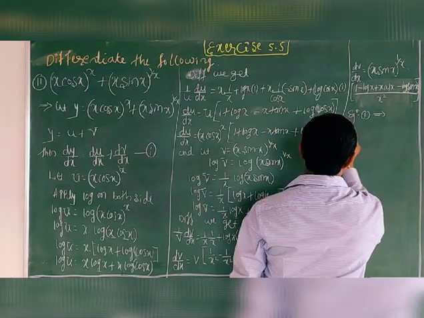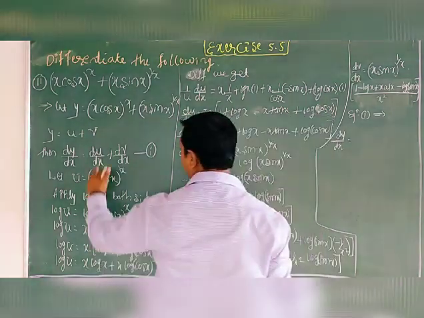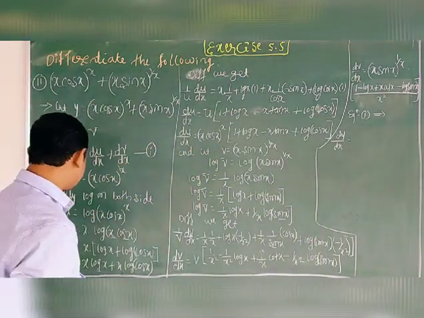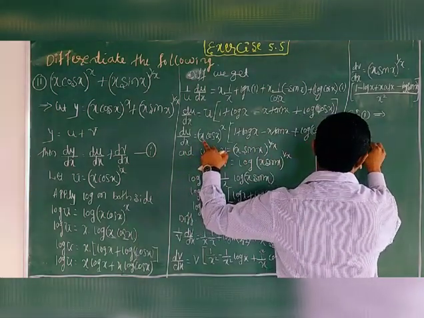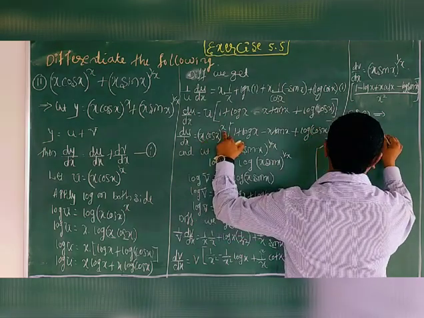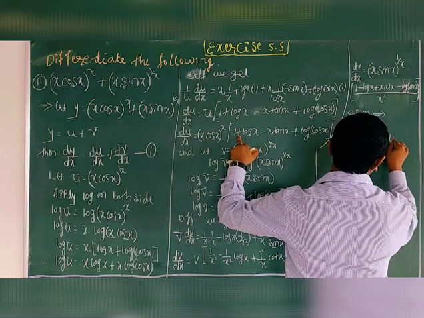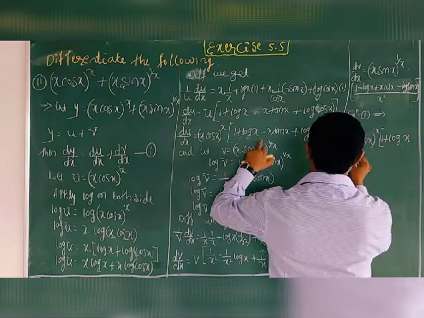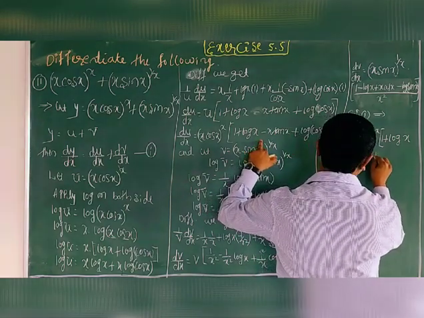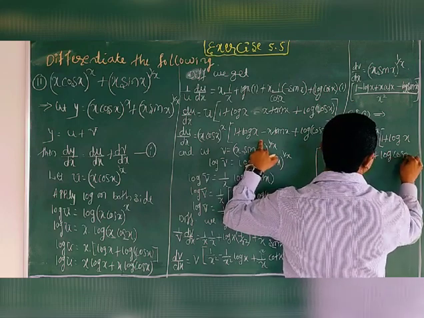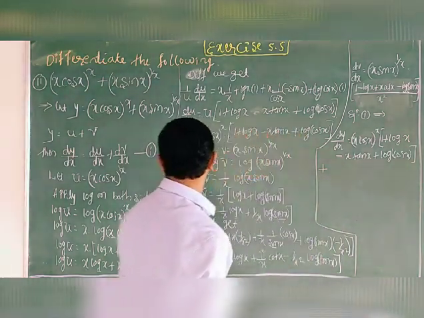we find dy by dx. dy by dx is equal to du by dx plus dv by dx. What is du by dx? This is x cos x raised to x. In the bracket, we can write 1 plus log x, minus x tan x, plus log of cos x. This is du by dx, plus dv by dx.